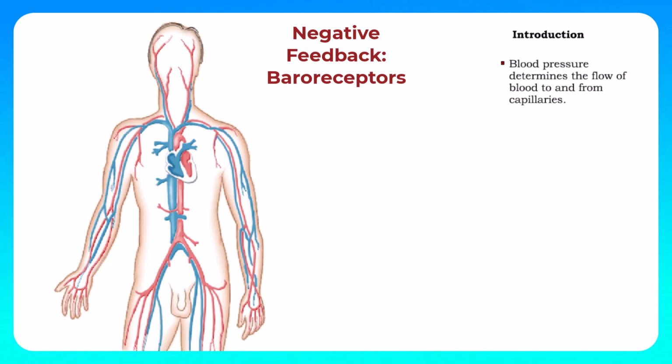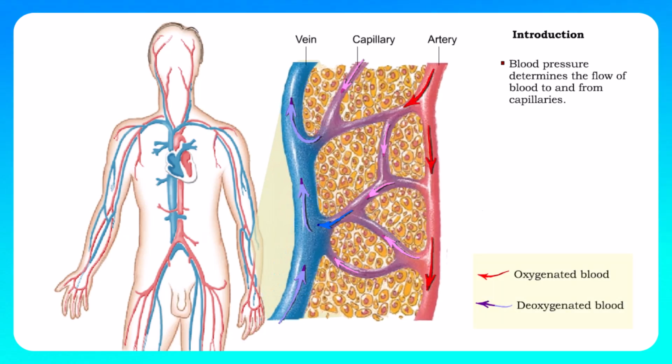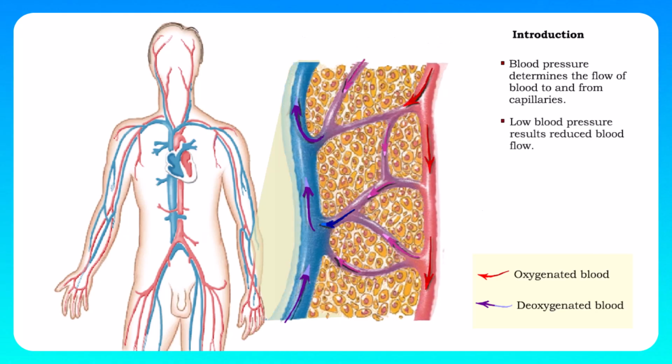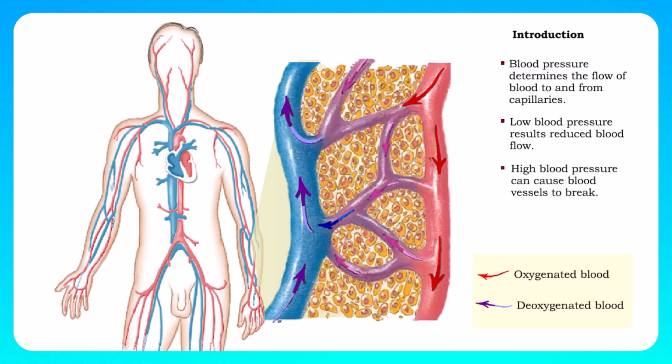Arterial blood pressure determines how much blood flows into capillaries, where the exchange of nutrients and waste between blood and body cells occurs. If the pressure is too low, not enough blood goes into the capillaries. If the pressure is too high, blood vessels can break, causing internal bleeding and possibly strokes.